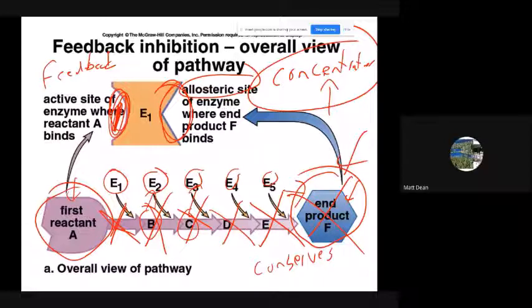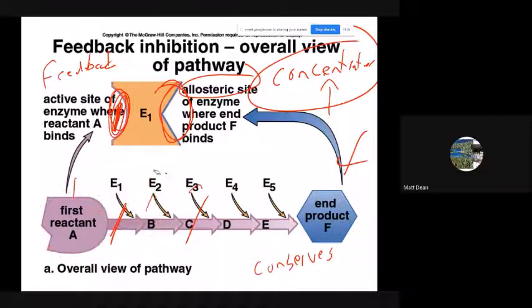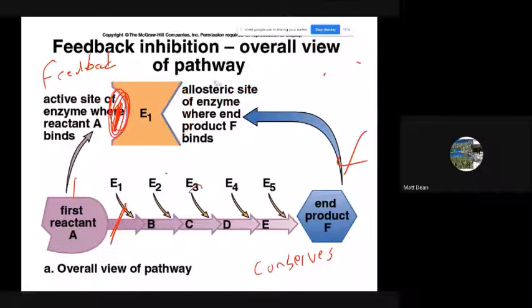Now here's what ends up happening. As the concentration drops, the molecule or the portion of substance F that's bound to this allosteric or feedback site is eventually used up. When that leaves the allosteric or feedback site, this active site goes back to its normal shape, which means now A can bind to it, which means enzyme 1 can work, substance B is produced, which means substance C can be produced, which means substance D can be produced, E can be produced, and F can be produced.